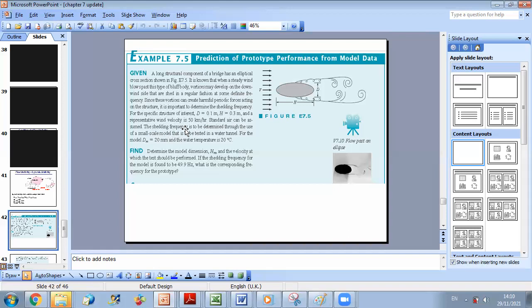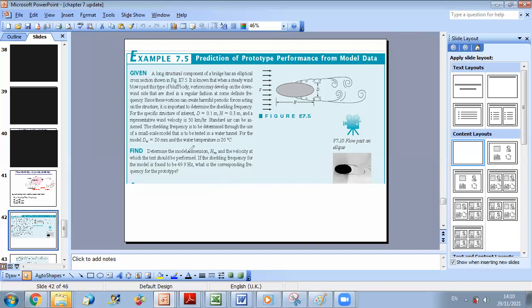The shedding frequency is to be determined through the use of a small-scale model that is to be tested in a water tunnel. For the model, we take d_m equal to 20 millimeters, and the water temperature is 20 degrees. The question is, determine the model dimension and the velocity at which the test should be performed if the shedding frequency for the model is found to be 49.9 Hertz, and what is the corresponding frequency for the prototype. This is a typical example that we can have.